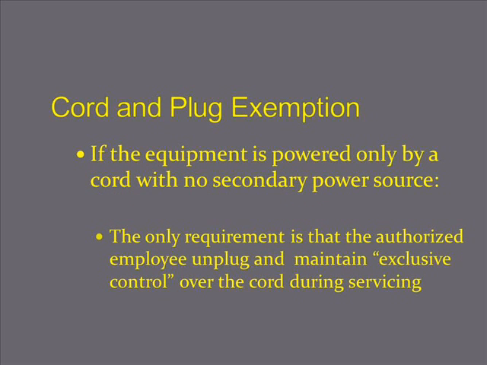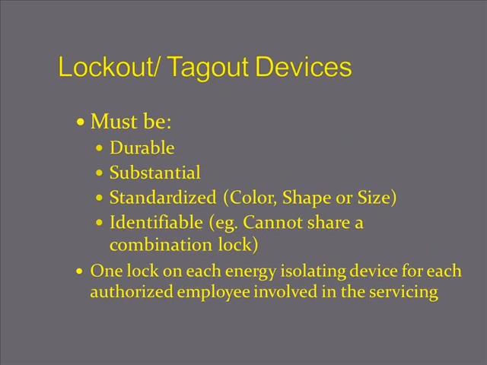OSHA allows for a cord and plug exemption if the equipment is powered only by a cord with no secondary power source. The only requirement is that the authorized employee unplug and maintain exclusive control over the cord during servicing. This would be a situation if you were changing a drill bit or changing a saw blade. By OSHA standards, lockout-tagout devices must be durable, substantial, standardized in color, shape, or size, and identifiable, so you can't share a combination lock, with one lock on each energy isolating device for each authorized employee involved in the servicing.